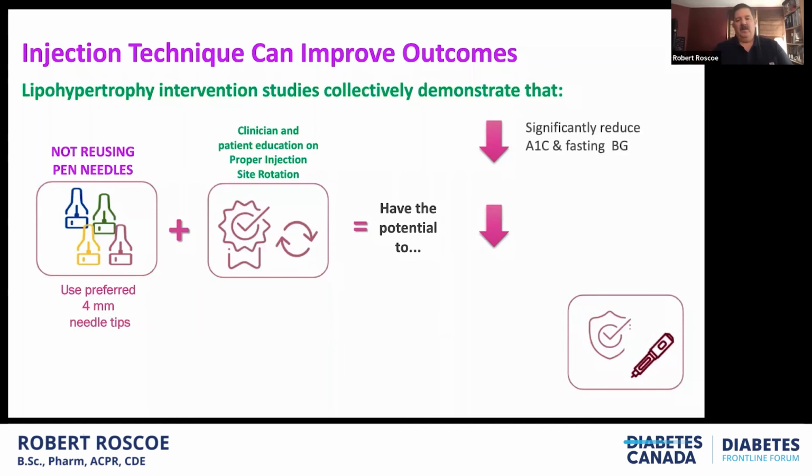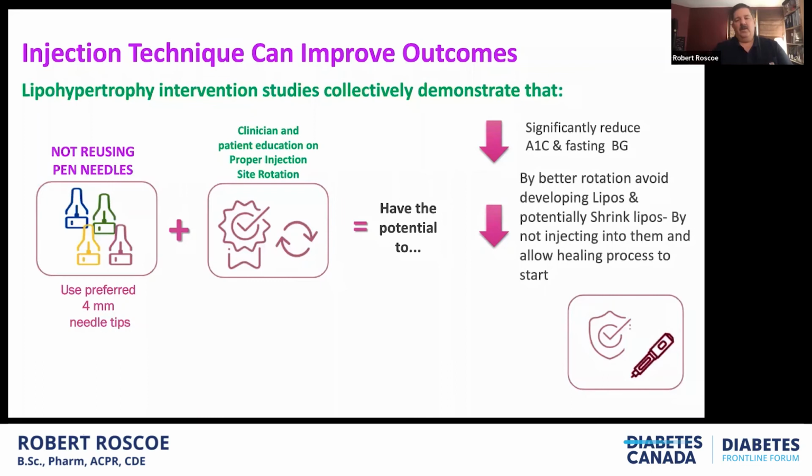lower A1C. It also has the ability to avoid lipos from developing and allow those that are there to start to shrink by not injecting into them, allowing them to start healing. And thus we can actually use less insulin with an improvement in their glucose control. Remember, it's the potential, but we have to get that practice into everyday practice.